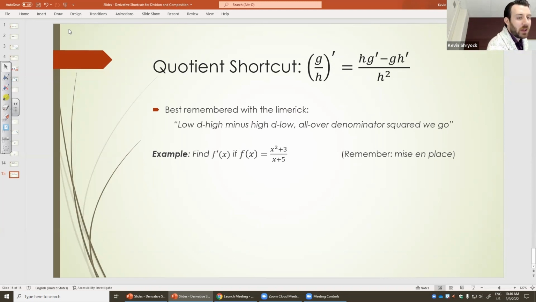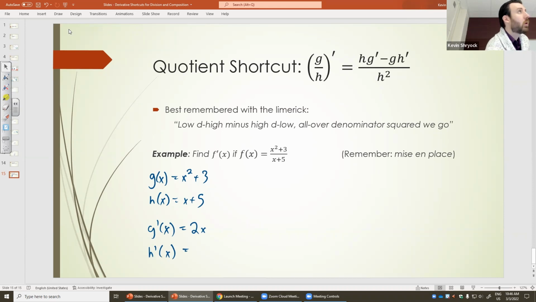So here, let's give it some labels. Let's say that I've got g on the top, x squared plus 3. Let's call h of x the thing on the denominator, x plus 5. And I know I'm going to need their derivatives. So I've got g prime would be 2x, and h prime of x would be, what would it be again? 1, right? It's got slope of 1, power rule, give me 1, it's 1.